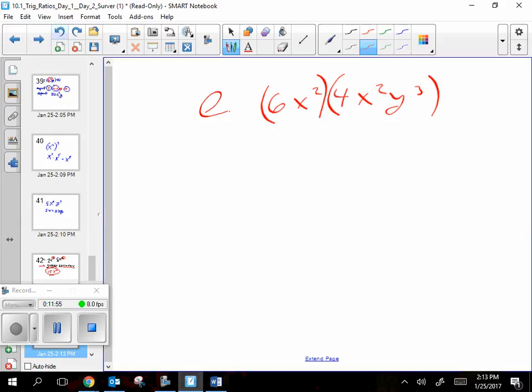I'm going to expand it. 6xx, 4xx, y to the third. What did I just do wrong? On purpose, I did something wrong. The y. What's wrong with the y? So therefore, it should be y. Then, after expanded form, you put it all back together.